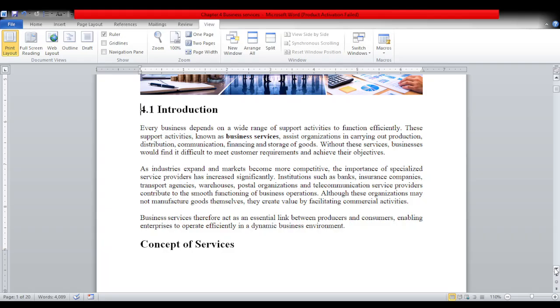Without these services, a business finds it very difficult to meet customer requirements and achieve its objectives. As industries expand and the market becomes more competitive, the importance of specialized service providers has increased significantly. Institutions such as banks, insurance companies, transportation agencies, warehouses, postal organizations, and telecommunication service providers contribute to the smooth functioning of business operations. Although these organizations may not manufacture goods themselves, they create value by facilitating commercial activities.